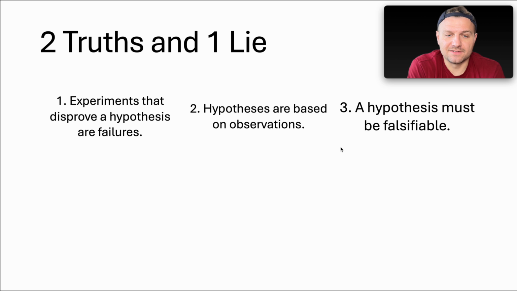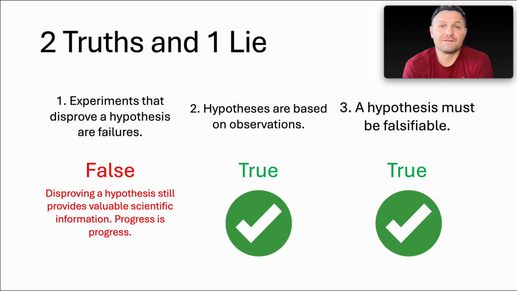And here's our last set of statements. Number 1, experiments that disprove a hypothesis are failures. Number 2, hypotheses are based on observations. Number 3, a hypothesis must be falsifiable. So which one of these statements is false? The first statement's false, while number 2 and number 3 are true.